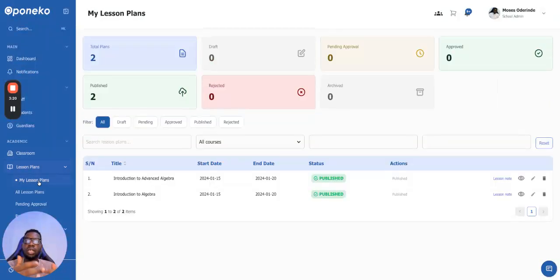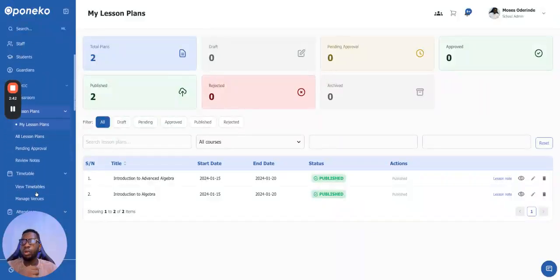Then we also have the lesson plan feature that seeks to remove the stress of teachers, after lecturing and teaching students, going back home to the tedious work of having to use manual paper and biro to write down their lesson notes. So with Oponeko, teachers can generate lesson plans and lesson notes to suit their context and make sure that all they are trying to teach the students are within the curriculum, and also to make sure that feedback is also gotten from the students after lectures.